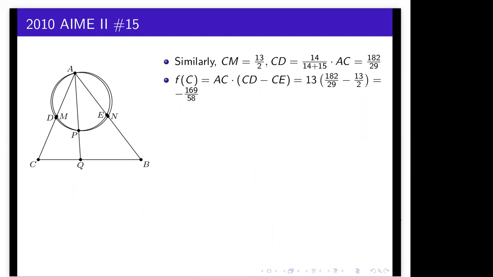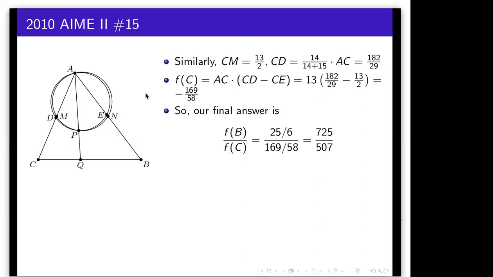So once we have these values, just remember that the ratio we wanted at the very beginning was negative f of B over f of C. We already have both f's, and when we plug in things, we should get 725/507, which makes our answer 218. So are there any questions on this question or the technique of linearity of power in general?